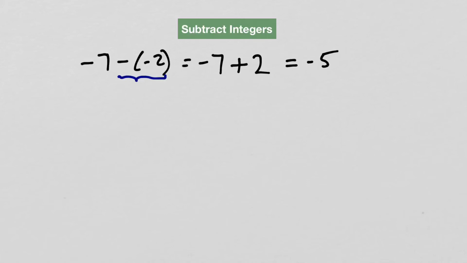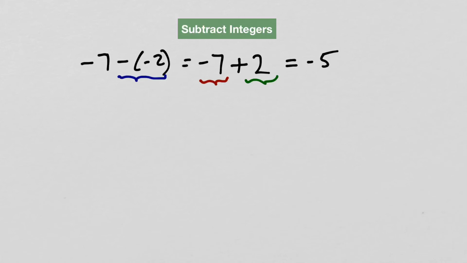Why? Remember the rules that we learned last time. When you have a negative term like this and a positive term like this, the rule is take the difference, and the difference between 7 and 2 is 5, and then you're going to take the sign of the larger integer. In this case, it's 7, and 7 has a negative in front of it, and therefore we need to put a negative in front of the 5.